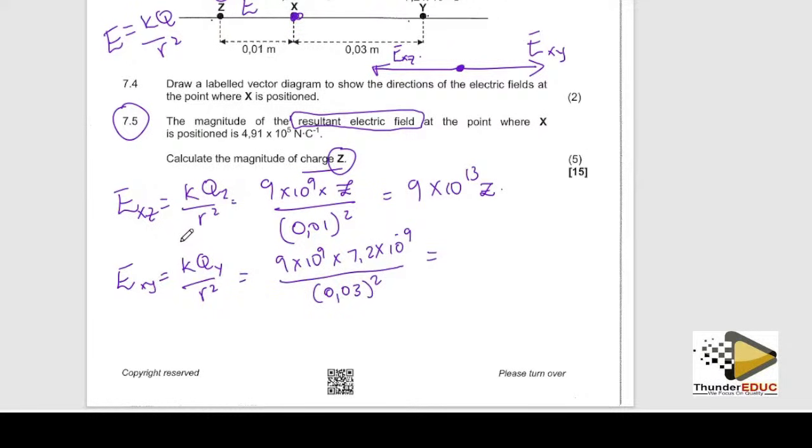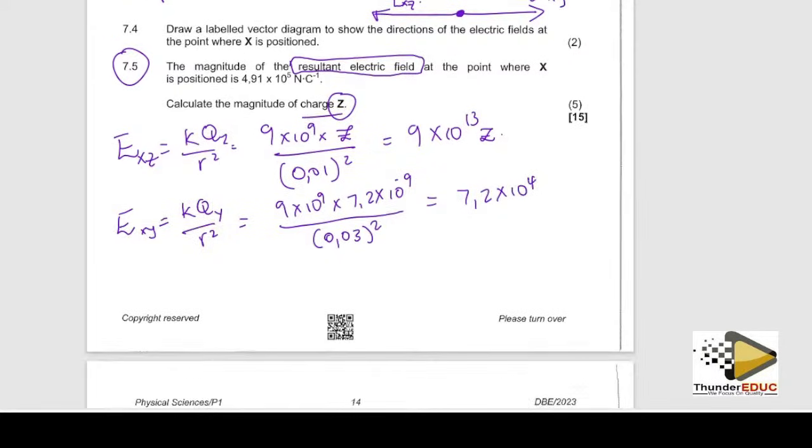When I punch this into the calculator, 7.2 times 10 to the negative 9 over 0.03 squared, I'm having 7.2 times 10 to the 4. But now they are acting in opposite directions. So one is going to be positive, one is going to be negative. So we're saying E net is going to be EXZ plus the EXY.